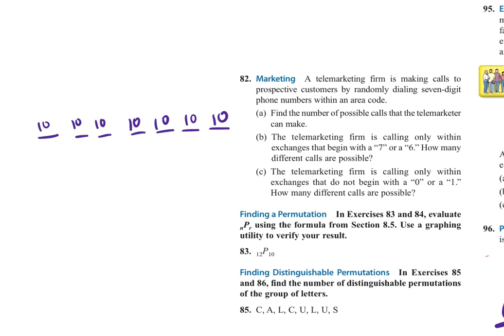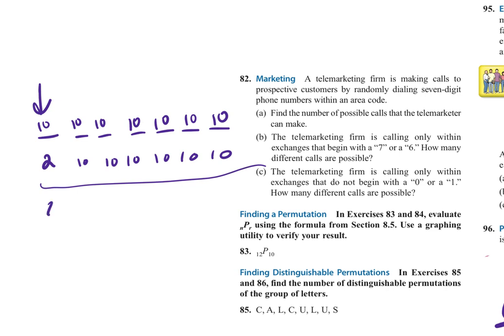But then B says the telemarketing firm is calling only within exchanges that begin with a 6 or a 7. How many different calls are possible? Well, now that first spot, I only want it to be a 7 or a 6, which means it's 2 times 10, times 10, times 10, times 10, times 10, times 10. And then C says the telemarketing firm is calling only within exchanges that do not begin with a 0 or a 1. How many different calls are possible? So now from that 10, we've only eliminated 2, which means it's 8 times 10, times 10, times 10, times 10, times 10.